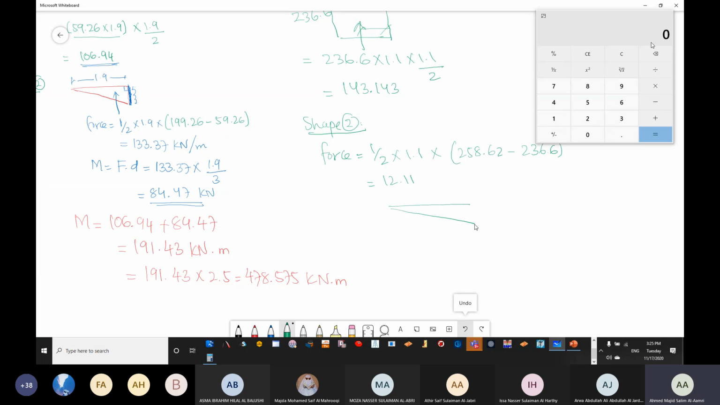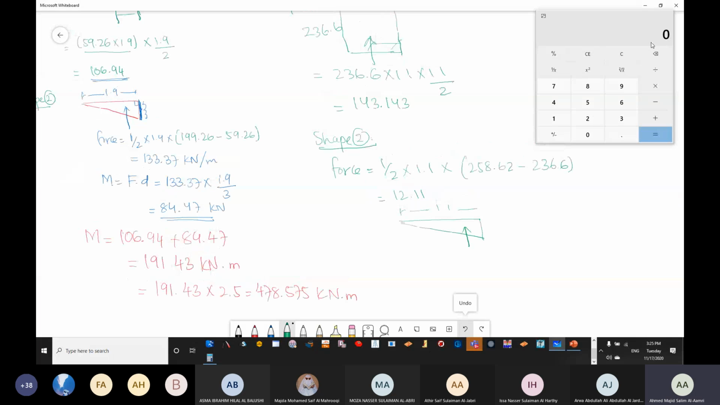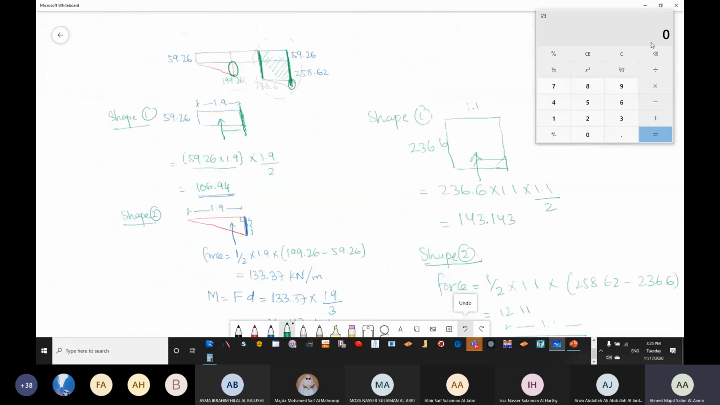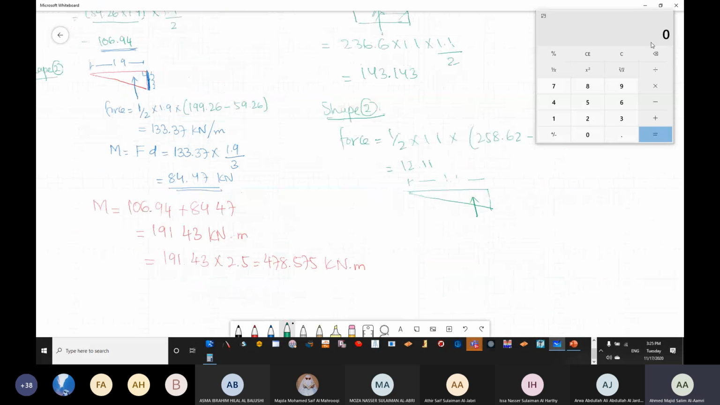Now if we take the rectangle, the distance is 1.1. Your force is available here, and you want to calculate the moment at the face of the column, so it's at the far end. How much is this distance? This distance is going to be 2/3 of L. So my moment is going to go as 12.11 multiplied by 2 into L. My L for shape number 2 is 1.1 divided by 3. Can you give me this value?